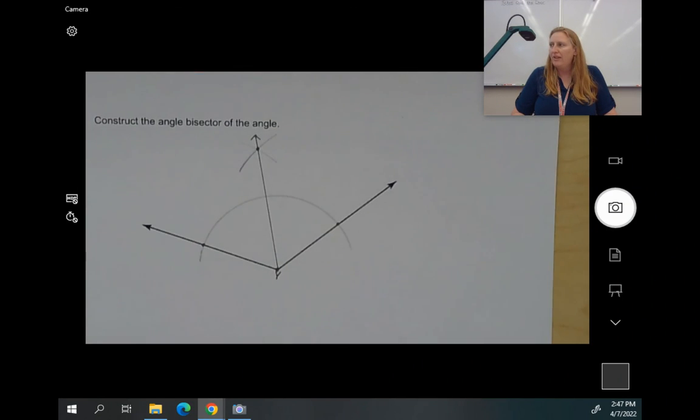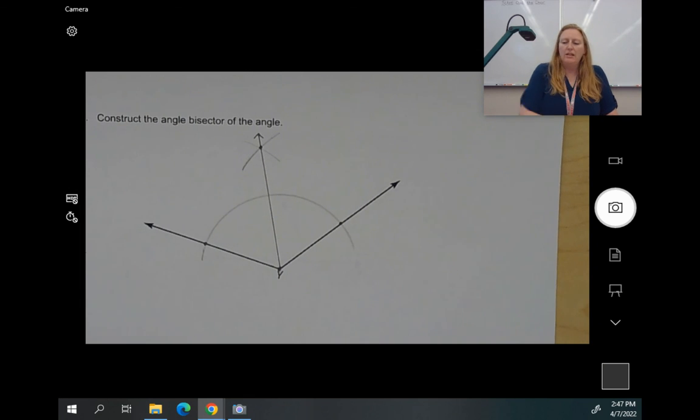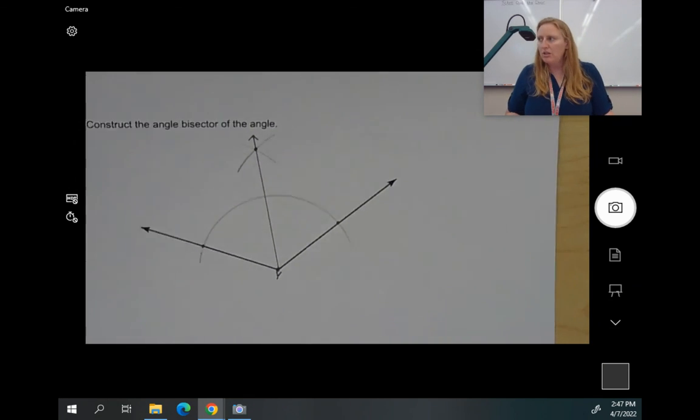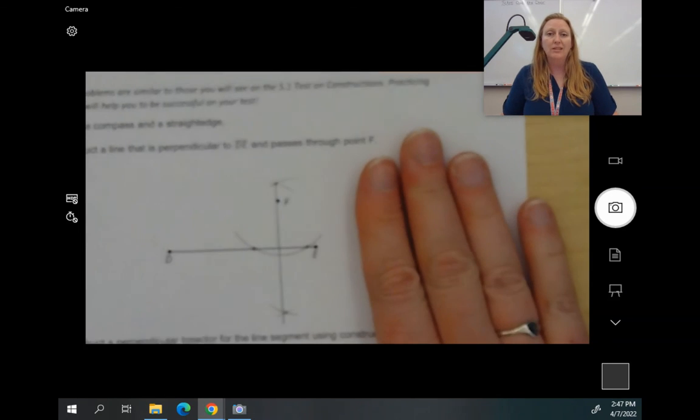You just cut it in half. I now have 2 congruent angles. I cut my angle into 2 congruent angles. Awesome. Well done, guys. So again, if you know how to do these, you're going to be totally fine for this test. So I hope you practice with this a little bit more.